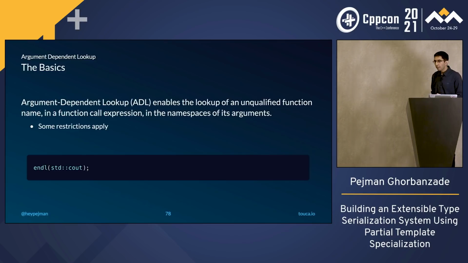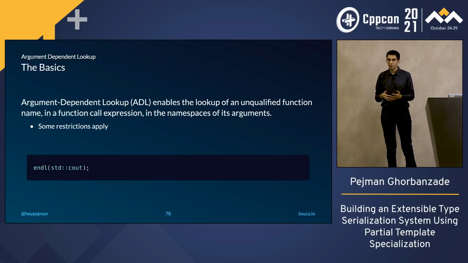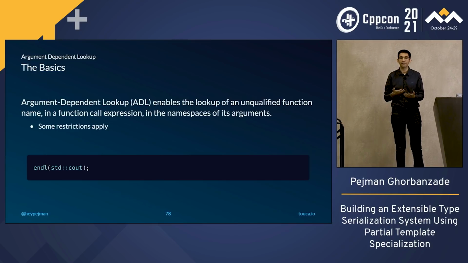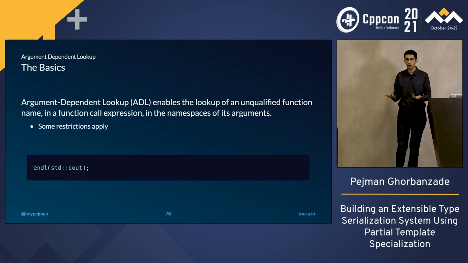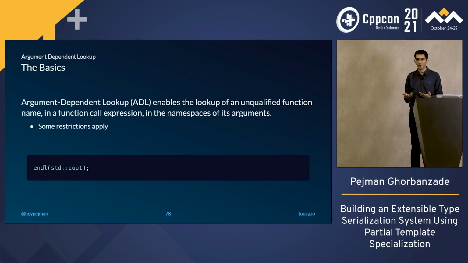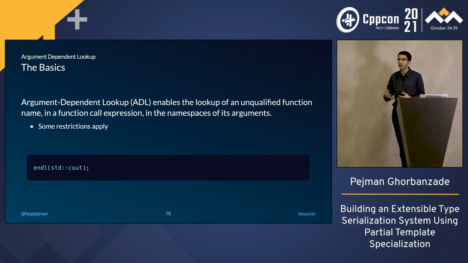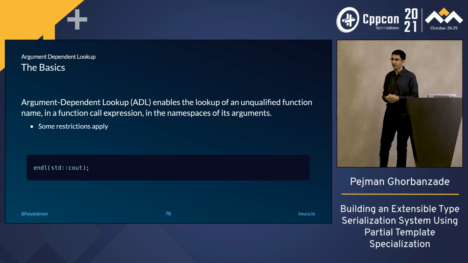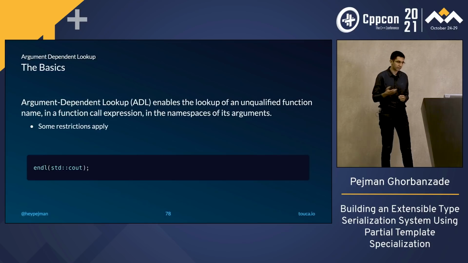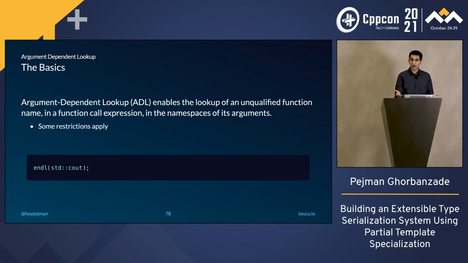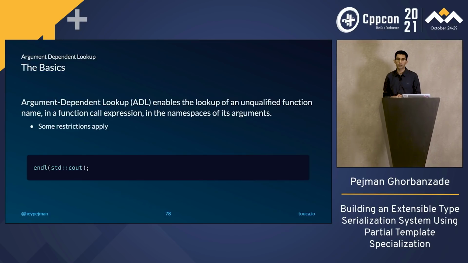So when a compiler sees this statement, because it's a function call expression, it starts checking if we have in our namespace any equivalent endl function. In most cases, we don't have that in our namespace. So it checks for the name. It looks up a declaration of endl in the namespace of the input parameter that we are passing, in this case, the standard namespace. So it finds our std::endl and is able to resolve this function call expression.